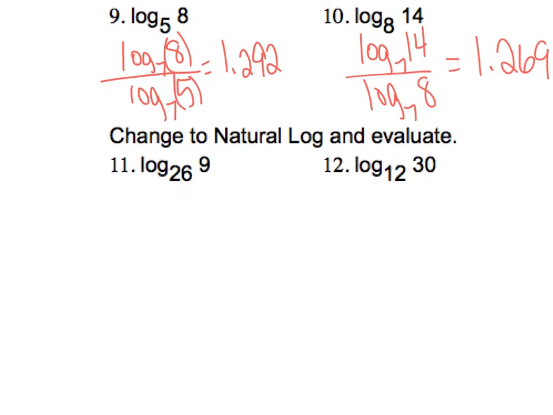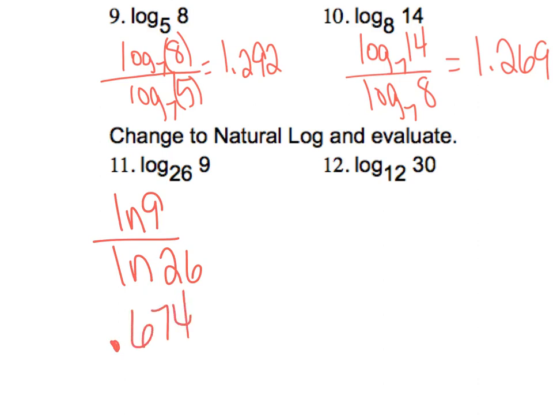Okay, and this time we're going to change it to a natural log. Again, natural log is just a log base e, and we call that natural log, ln. So if it started out as the log base 26 of 9, and I wanted to change it to a natural log, I would write that as the natural log of 9 divided by the natural log of 26. And if we put that into our calculator, we should get 0.674.